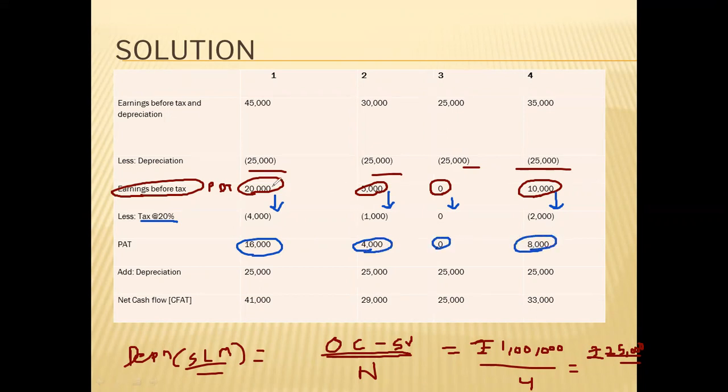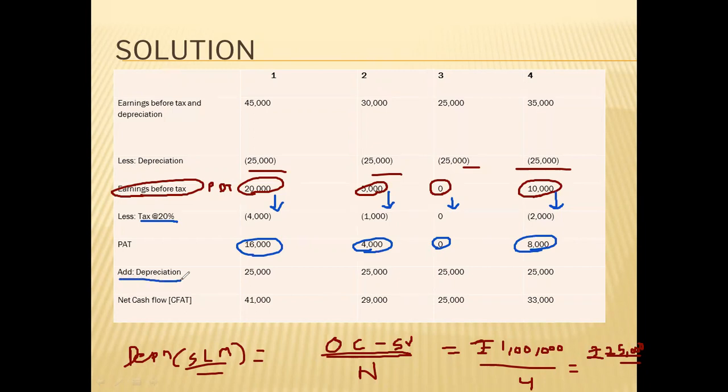Okay. PBT 20,000 minus 4,000, 16,000. 5,000 minus 1,000, 4,000. 0 minus 0, 0. 10,000 minus 2,000, 8,000. PAT, profit after tax.